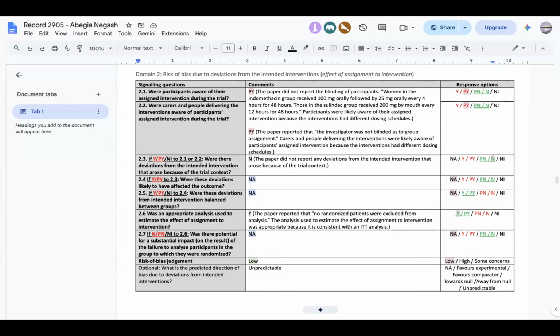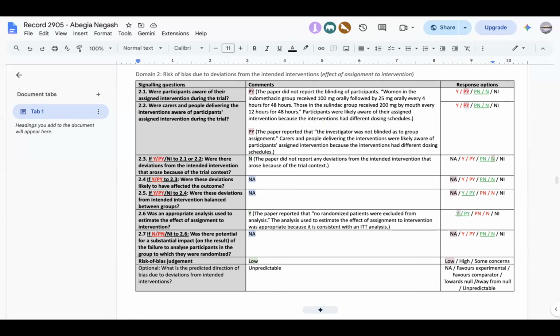Okay. Can you tell me why, Gloria? I just said probably no because they didn't report anything about it. So I guess I kind of assumed that there weren't any deviations. Yes, I also said that.